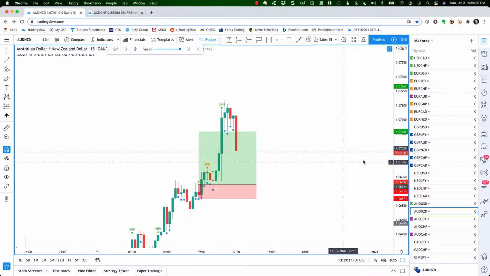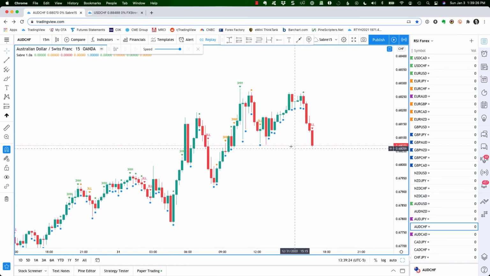Okay. So the next opportunity we have is the Aussie Swiss. All right, so we're going to look at the Aussie Swiss, AUDCHF. All right, so here, let's go back in the morning and let's find out where our 9 a.m. candle is. All right, so 9 a.m.